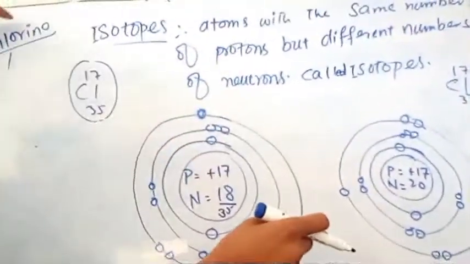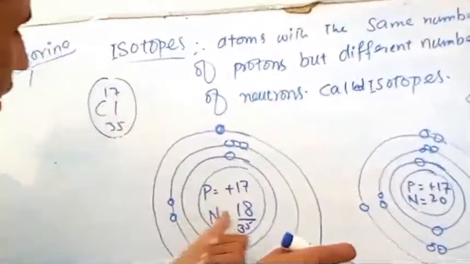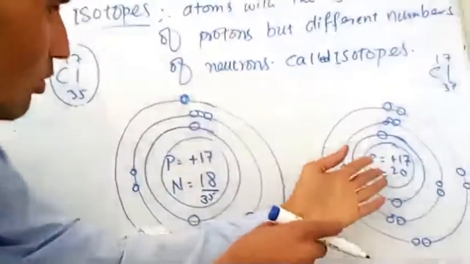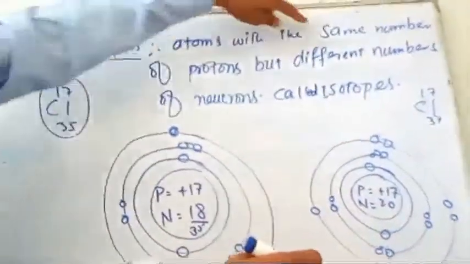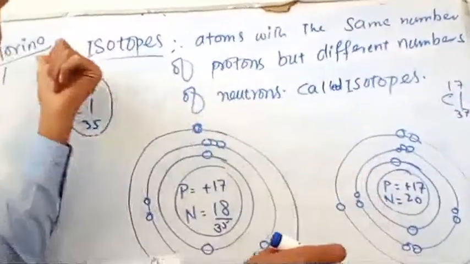So when atoms of the same element are different from one another due to the number of neutrons, or these atoms have different neutron numbers from one another, these atoms are known as isotopes. So isotopes are the atoms of the same element.